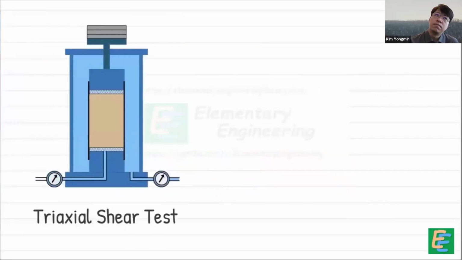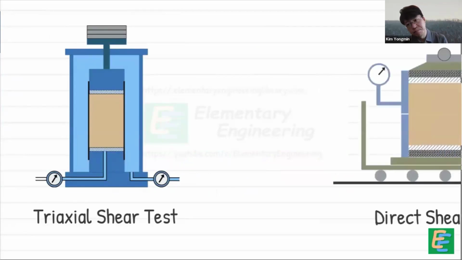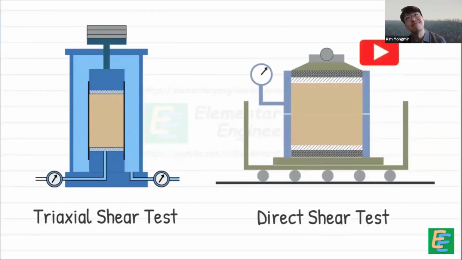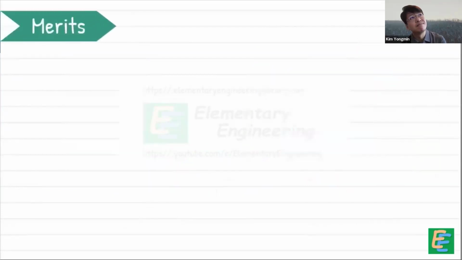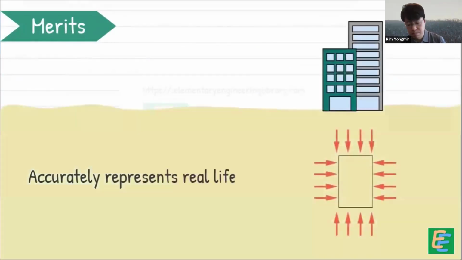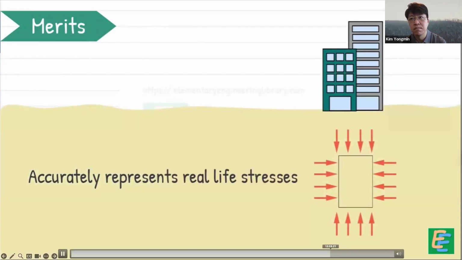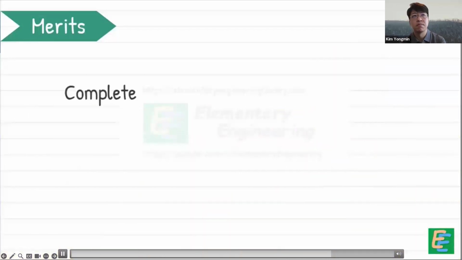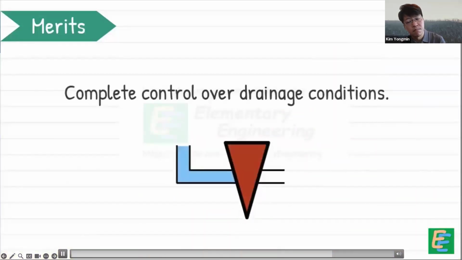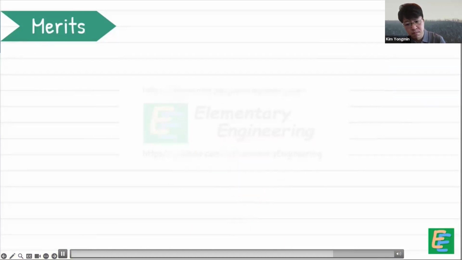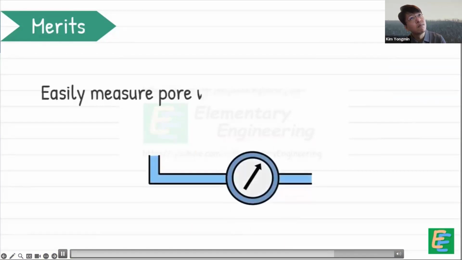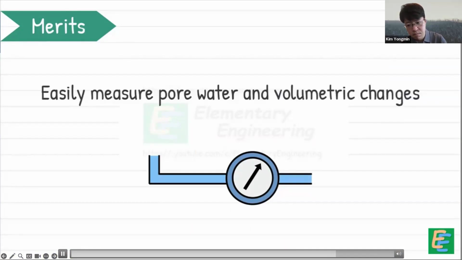The triaxial test significantly improves our ability to determine the shear strength of the soil compared to the direct shear test we discussed in our previous video. The advantages of the triaxial shear test are as follows. This test accurately represents the real-life stress conditions that soil experiences in the field. Then we have complete control over the drainage conditions during the test. Additionally, it allows us to easily measure the change in pore water pressure and volumetric changes, providing a thorough understanding of the soil's behavior.